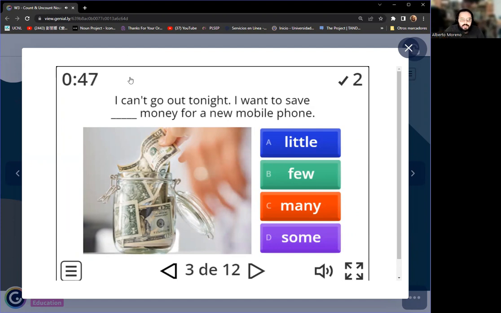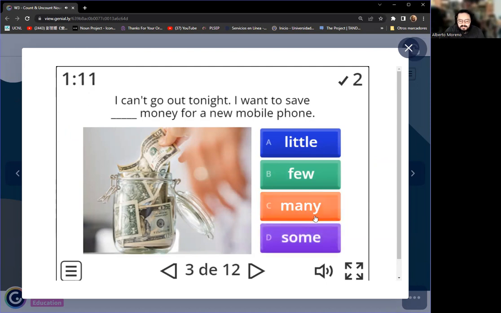Muchas, poco. I can go out tonight. I want to save money for a new mobile phone. Little, few, many, or some. A, B, C, or D. Many. Some. Many or some. C or D.